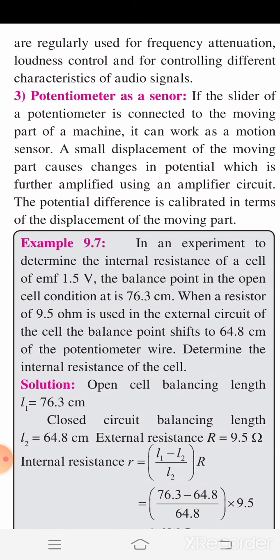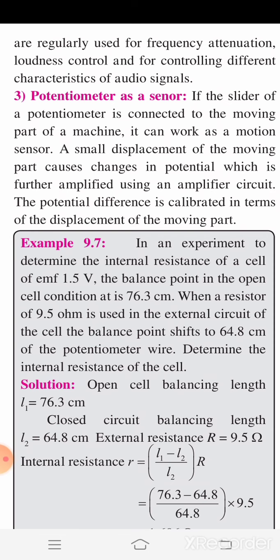A small displacement of the moving part causes a change in potential, which is further amplified using an amplifier circuit. The potential difference is calibrated in terms of displacement of the moving part. Means a small displacement of a moving part of any device causes changes in potential.